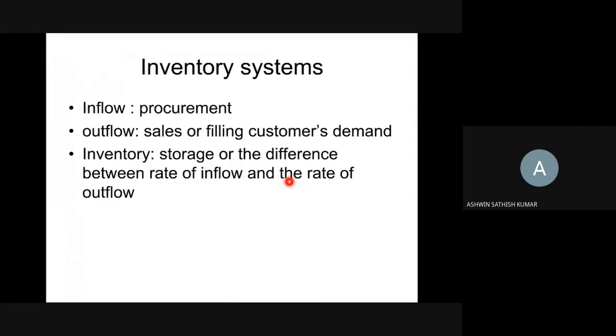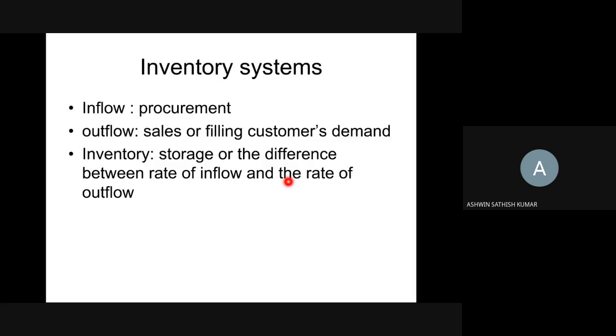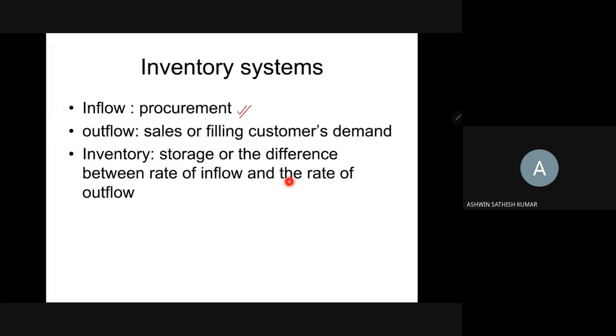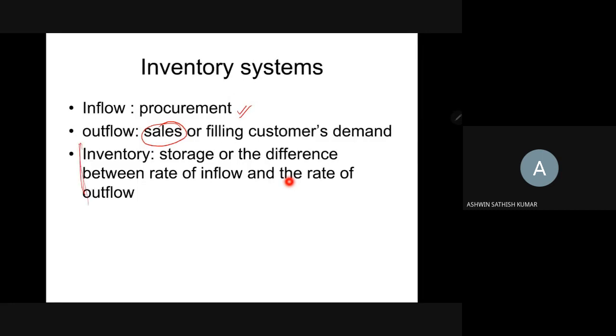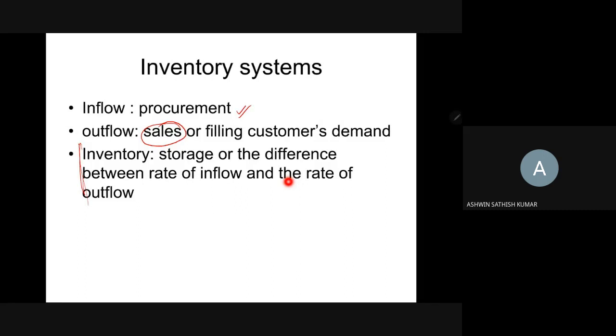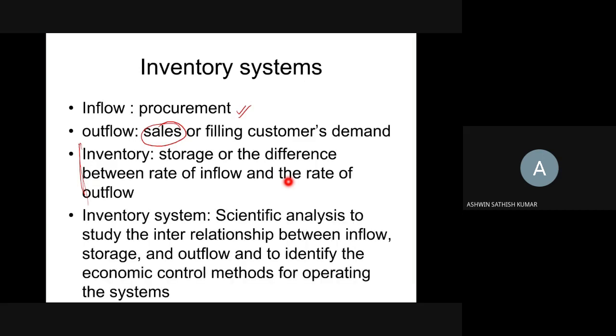So what you have studied till now. Here the inflow you can maintain through the procurement, and the outflow by the sale or by filling the customer demand. So the difference between the inflow and outflow manages the inventory. Inventory is what? It is the storage, or the difference between the rate of inflow and the rate of outflow. It means the inventory system is nothing, it is the scientific analysis to study the interrelationship between inflow, storage, and outflow.